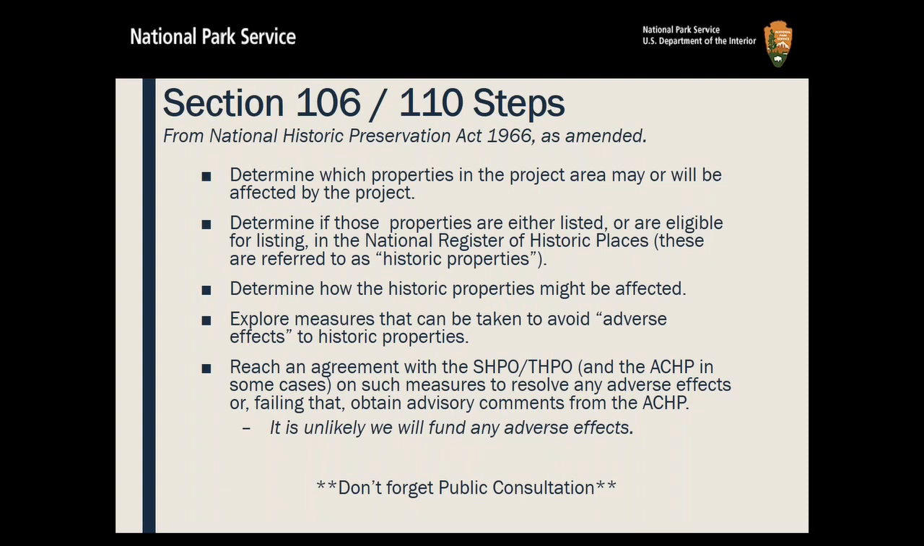So part of what I'm showing you is what the federal agency must do, but it also is how it impacts your project. So for us, we have to determine which properties in the project area may or may not be affected by the project. We have to determine if those things inside what we call the area of potential effect, the APE, are either listed on the National Register or eligible for listing on the National Register. And those would be historic properties in our definition.